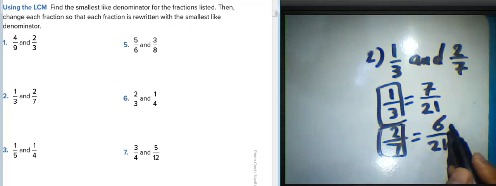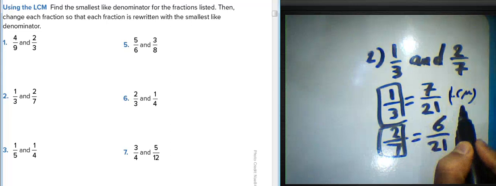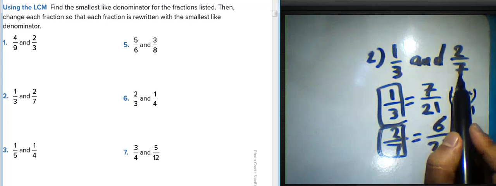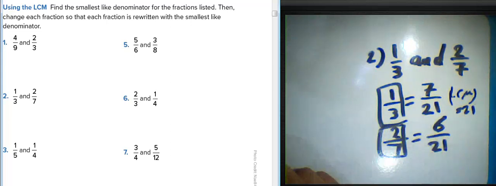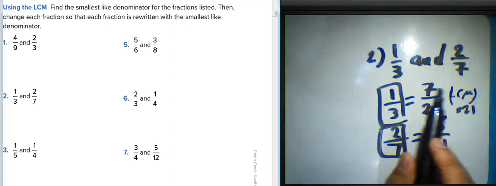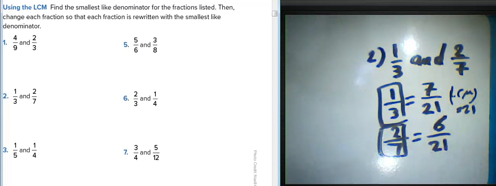Okay, so the least common multiple between them will be 21, because 7 can't be divided by 3, so you must find the least common multiple between them by multiplying 7 and 3. 7 times 3 equals 21. It's the least common multiple between the two numbers here.